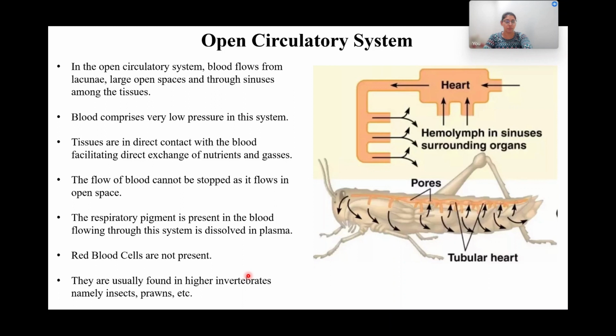And it is important because what we are trying to highlight is, in the open circulatory system you don't have red blood cells, but you have the respiratory pigment in the plasma. Such kinds of systems are found in higher invertebrates like insects and prawns. So you find them in these kinds of organisms. You can see the diagram as well, where you see that there is a heart, and then you have the hemolymph in the sinuses, which directly facilitate the exchange of nutrients and gases between the blood and the organs.